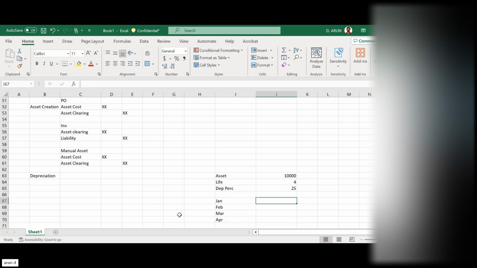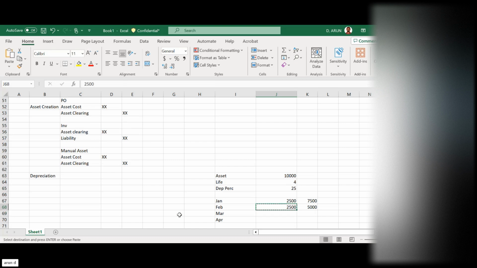Because initially it is 10,000. Now I'm going to say 2,500 is the depreciation. So now the value of this particular asset is 7,500. If I sell this particular asset, I can sell it for 7,500. Now the second period, again 2,500, so now this becomes 5,000. The sellable price is what we are saying as the value of the asset.